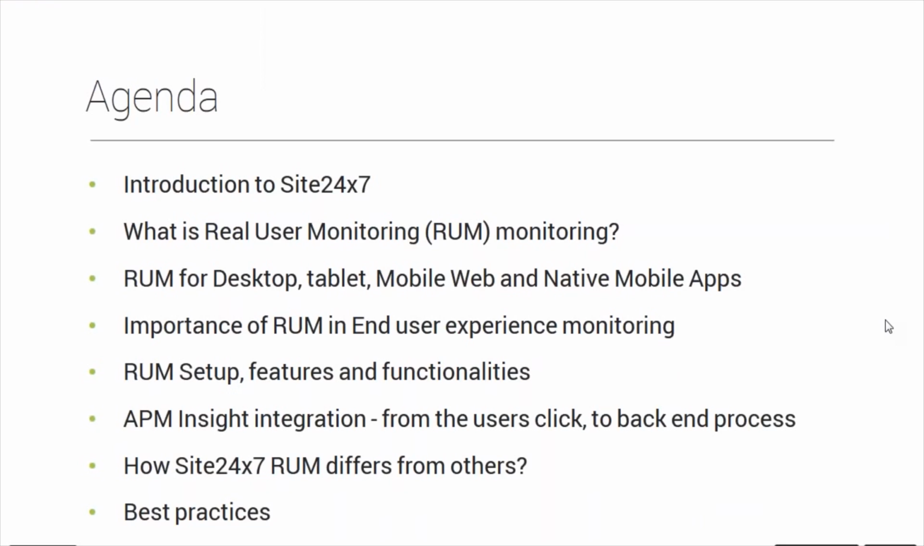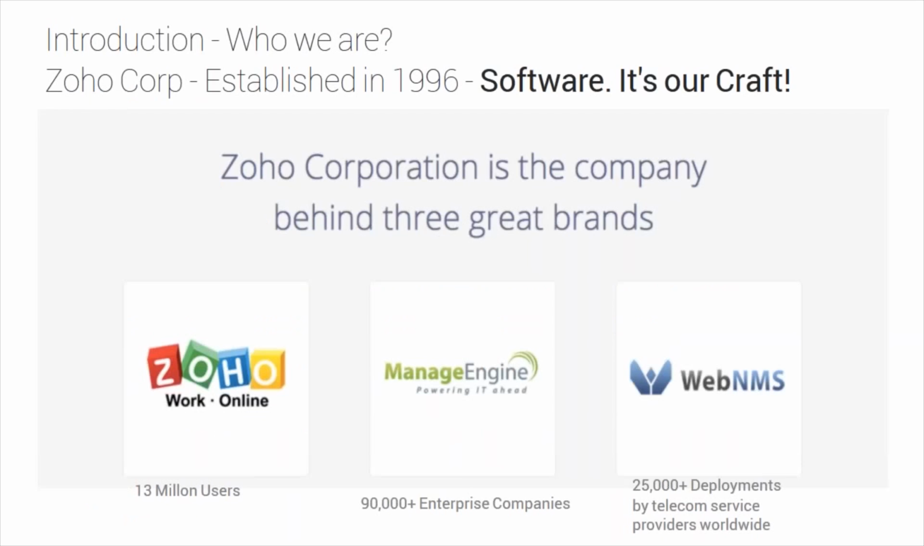Introduction to Site24x7. Let us see what is Site24x7 and what it offers. We will see end user experience monitoring: what is real user monitoring, how it differs from synthetic monitoring, its importance, features, and functionalities. What we can achieve by integrating it with APM Insight module, how it is helpful in monitoring from the user's click to the backend process, how RUM differs from other monitoring solutions, and later on we can see some best practices, how best we can achieve from RUM application.